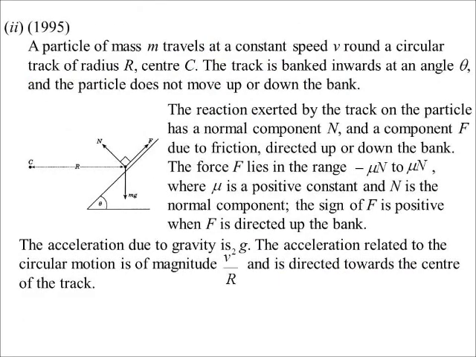Alright, let's look at an old question. We've got a particle, mass m, travelling at a constant speed around a circular track, radius r, so it's our banked curve problem. You'll see there's the banking. They've told us the normal force. Now, there's another force put into play here, and that is this force called friction.